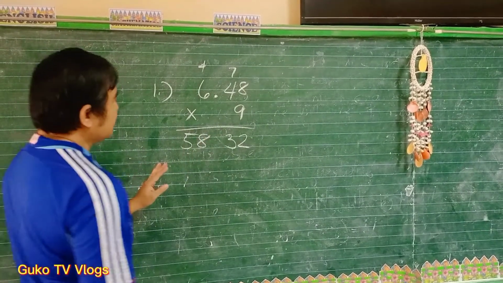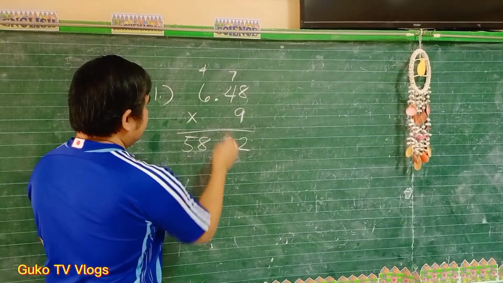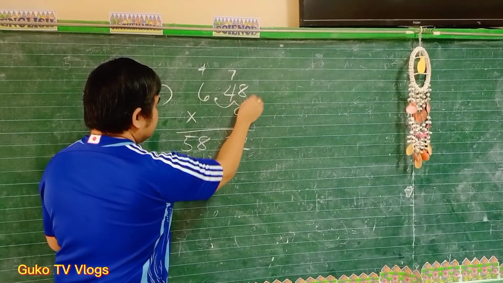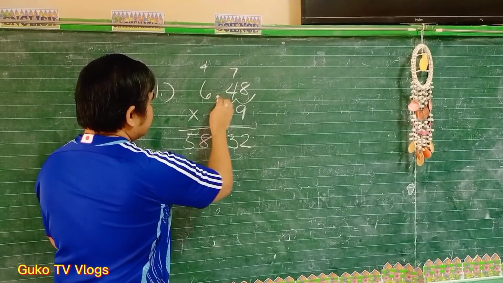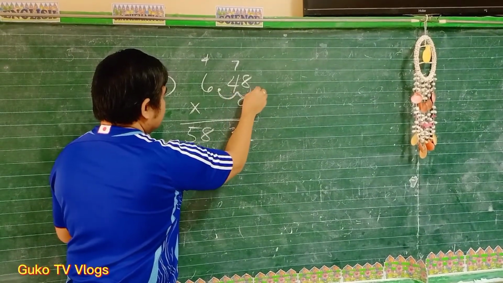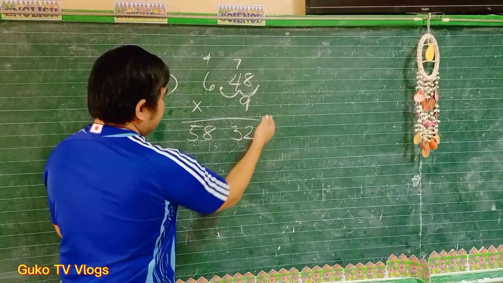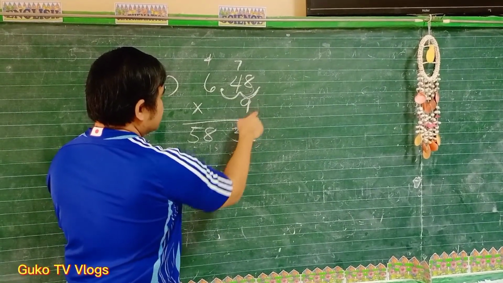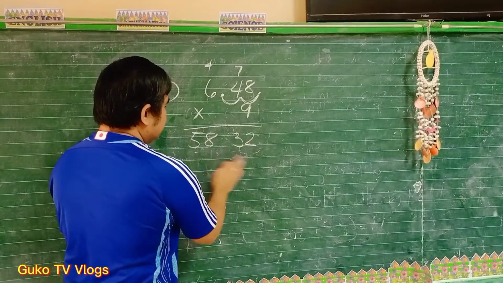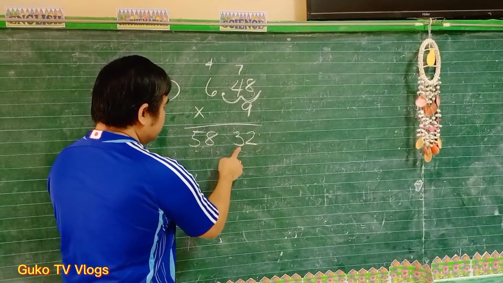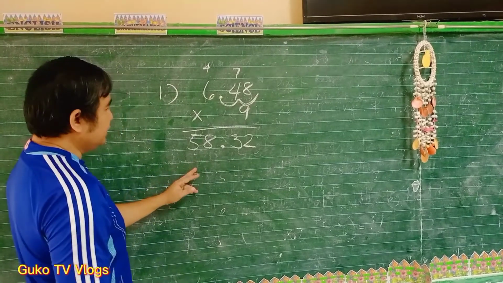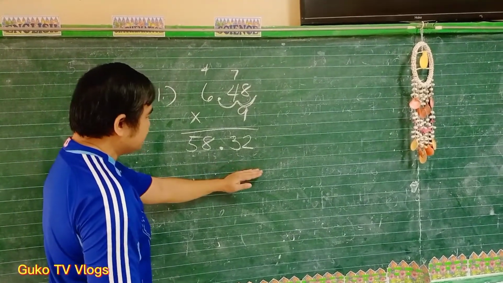Now the second step will be, let's count the number of decimal places. So here we have 1, 2. From the decimal point, count going to the right. So again, from the decimal point, count 1, 2. So we have 2 decimal places. Below, there's no decimal place because this is a whole number. So we have only 2 places. So count 2 in the answer. So 1, 2, then put the decimal point. So the answer here is 58 and 32 hundredths.